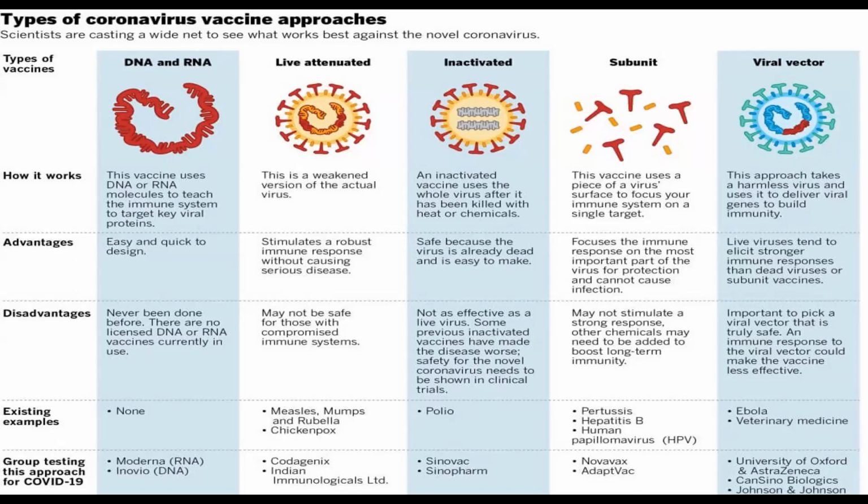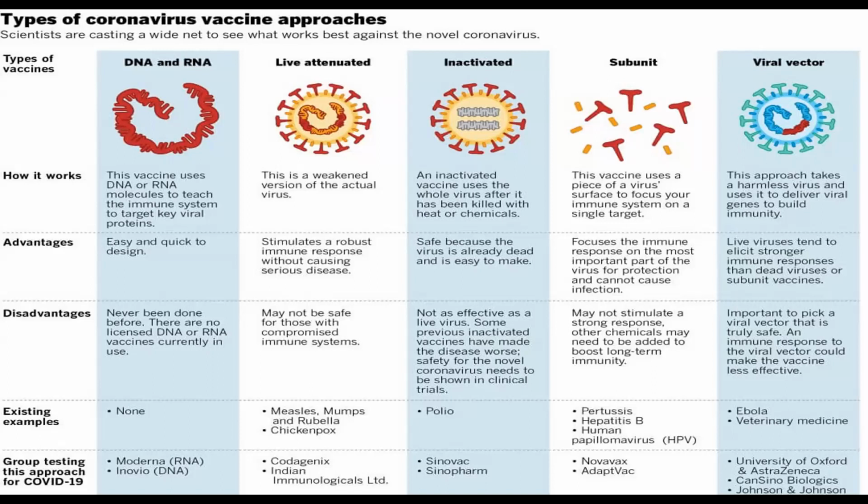Safety for the novel coronavirus needs to be shown in clinic. This may not stimulate a strong response or other chemicals may need to be added for long-term immunity. So sa viral vector, important to pick a viral vector that is truly safe. An immune response to the viral vector could make the vaccine less effective.